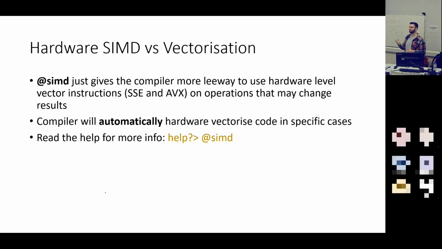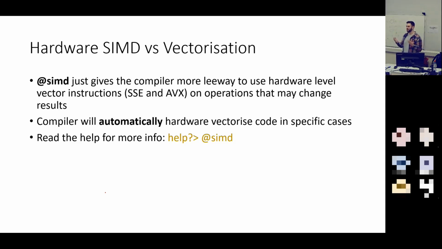But there is also the hardware SIMD, or hardware vectorization, which is physically doing the operations at the same time for multiple values. And again, this @simd macro that we introduced last time essentially just gives the compiler more leeway to introduce these operations.